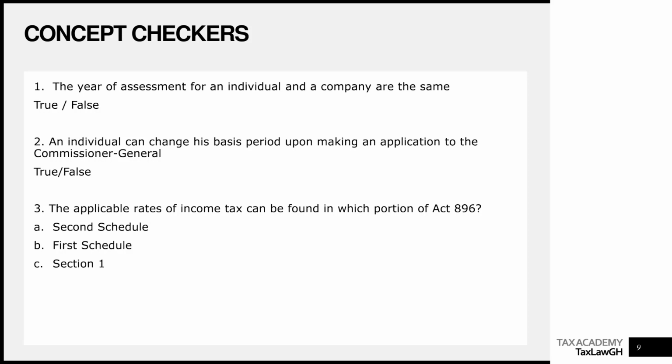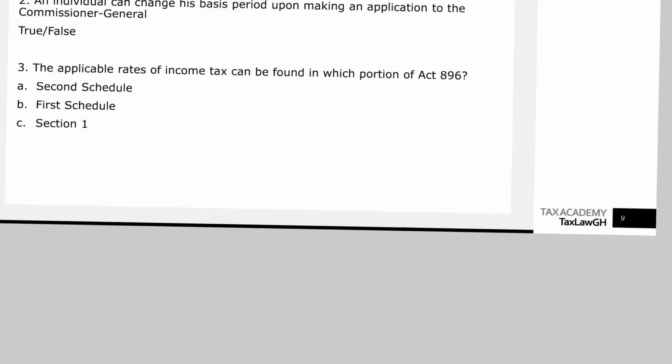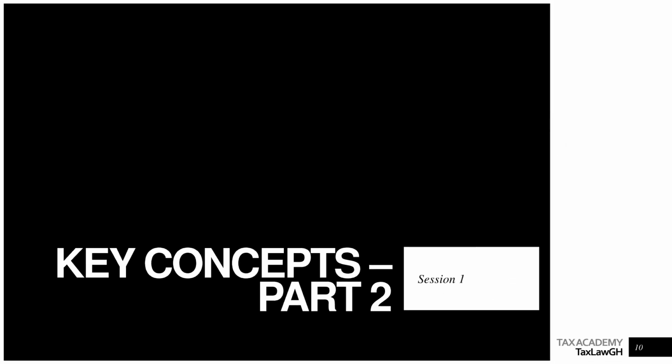The answer is obviously B, which is the first schedule. I've mentioned so many times that when you go to the first schedule, that is where you will find the various rates of income tax. So at this point, let's break here and we'll take key concepts, second part, in the next video.